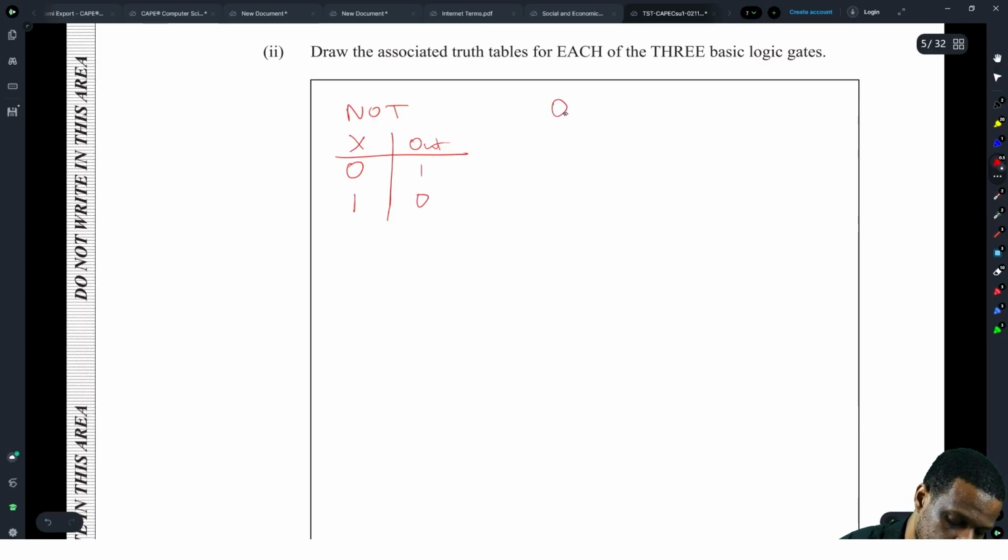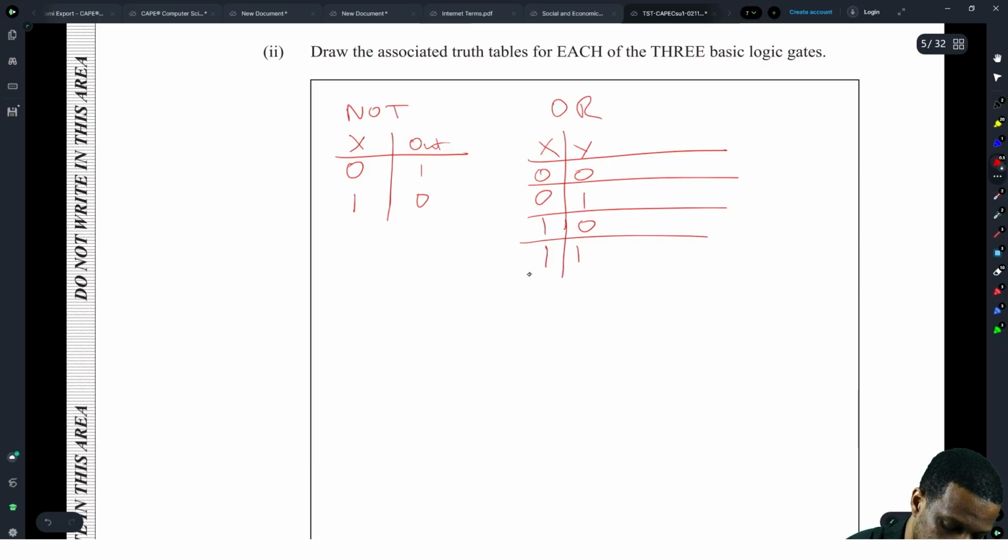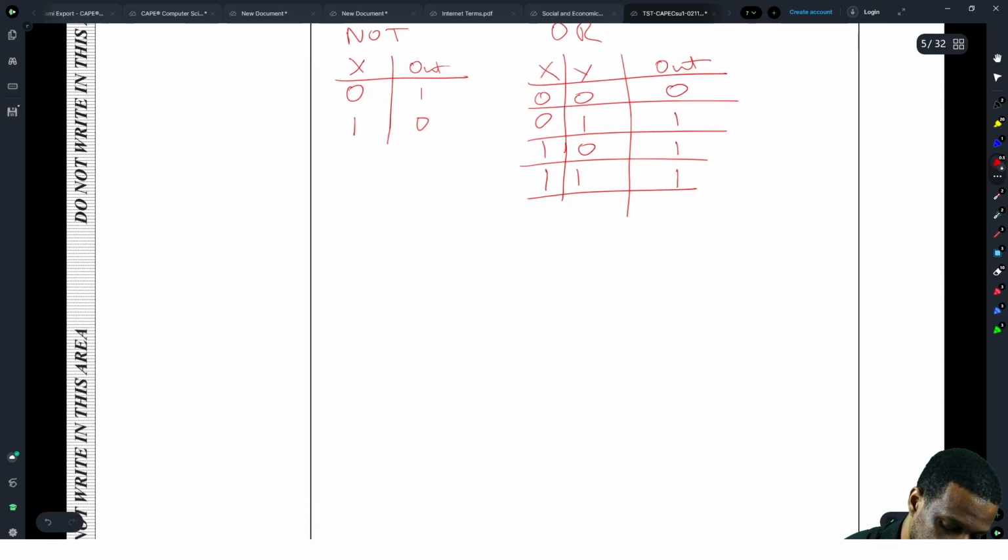OR gates will be, you have an X and you have a Y. Usually your inputs will be 0 0, 0 1, 1 0 and 1 1, right? You're basically counting from 0 to 3 in binary usually. And then you have the output. So 0 and 0 will give you 0, 1 or 1, 0, 1 or 0, 1. Once you have a 1 anywhere inside our OR gate, you'll get output as 1.